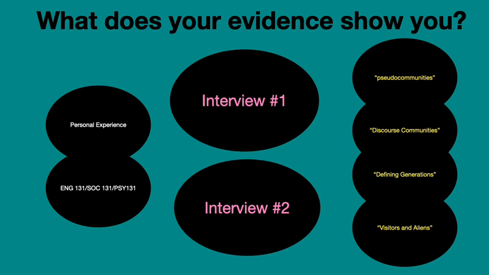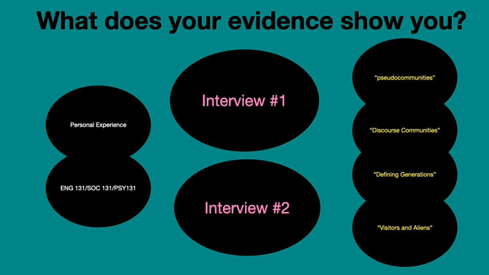You then also, on the right-hand side, have all the reading that we're doing for this class. You've read the essay Pseudo-Communities, which gives you a really good argument about how some people think about the idea of connection. You read Discourse Communities, which is another argument about how we connect with each other. You read the article Defining Generations, that should give you some information about people of different generations. And then you read Visitors and Aliens, that gives you a way to think about how different generations connect on a technological level. This is some real academic scholarly research that you've done, that you've read carefully, that you've been taking notes on, that has prepared you to start to answer this question.